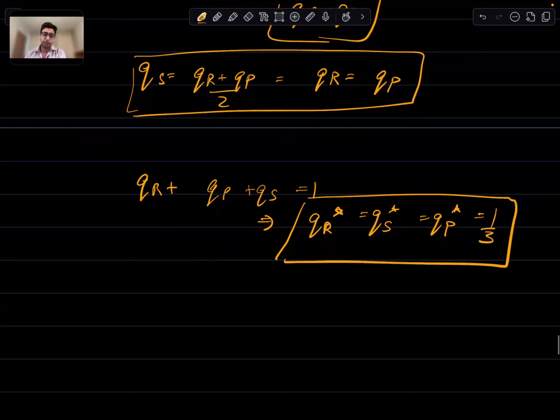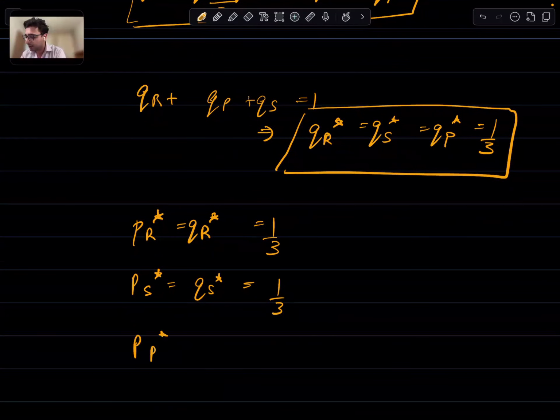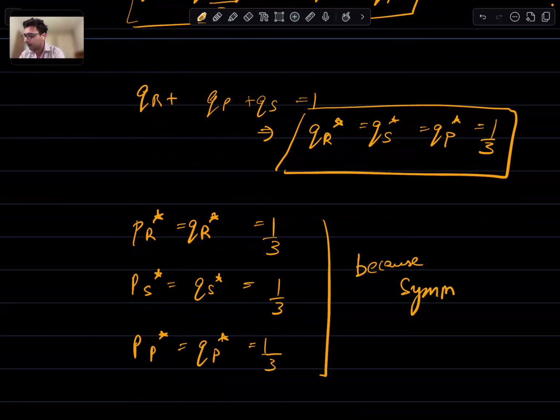And because the equilibrium that exists here, the mixed strategy Nash equilibrium, is symmetric, it also has to be that PR star equals QR star equals 1/3, PS star equals QS star equals 1/3, and P star likewise, because of symmetry. And so this is our mixed strategy Nash equilibrium.